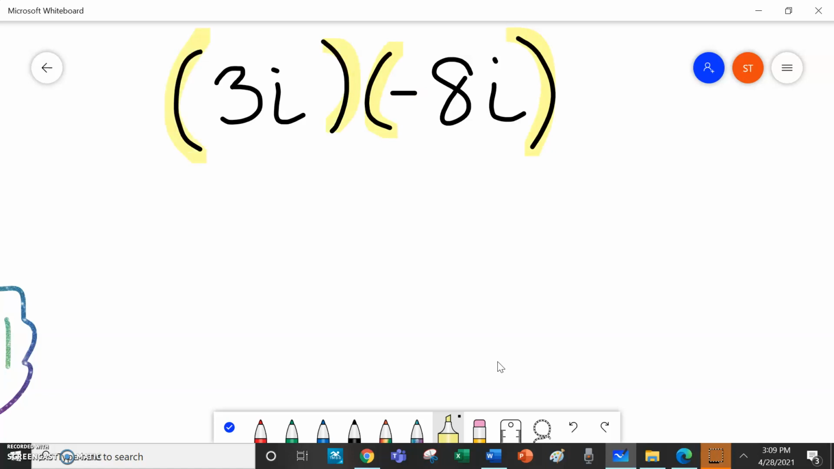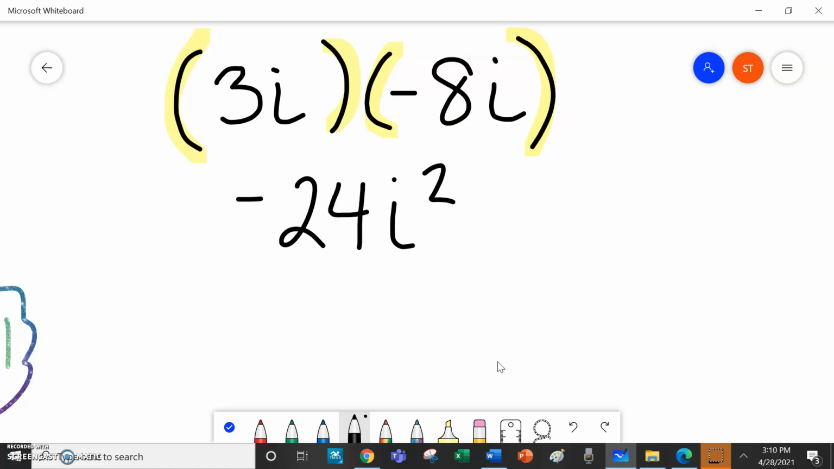That's telling me that they're multiplying, so I'm going to again jump straight into multiplying our coefficients and then multiplying our quote-unquote variables. The i isn't truly a variable, but we can treat it as a variable again until it has a power. So 3 times -8 is going to be -24, and i times i is going to be i squared.